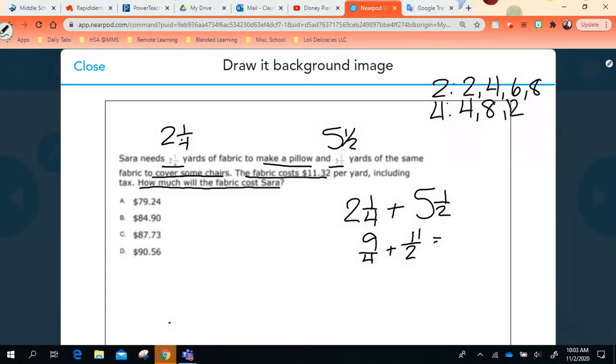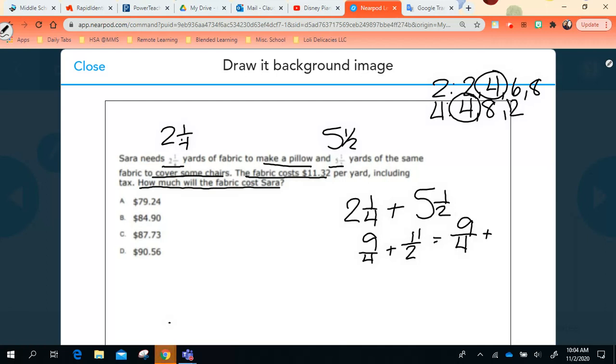Acuérdense que tengo que buscar el número más chiquitico que entra a los dos. ¿Cuál es el número más pequeño? Más chiquito que el 8. El 4. So, el 4 es el más pequeño que entra a los dos. So, they're going to change to 4. 9/4. Do I need to change 9/4? No, it already has a 4. So 9/4 stays the same.